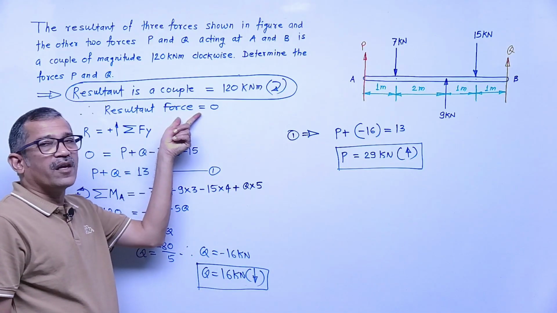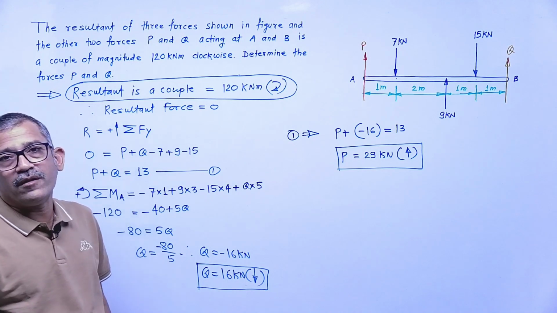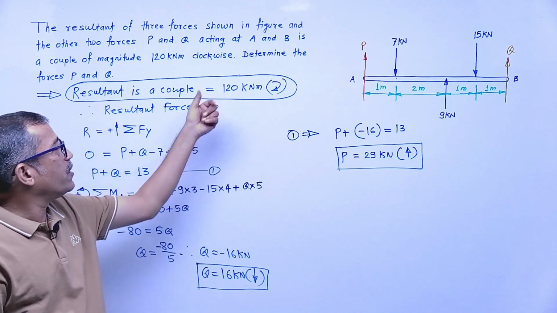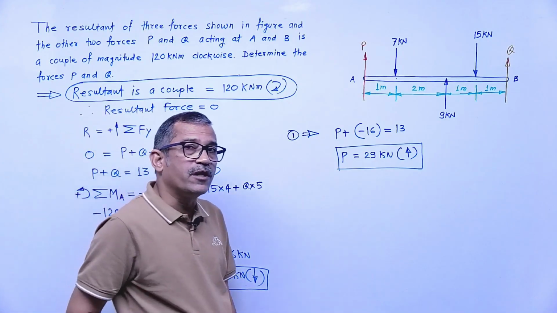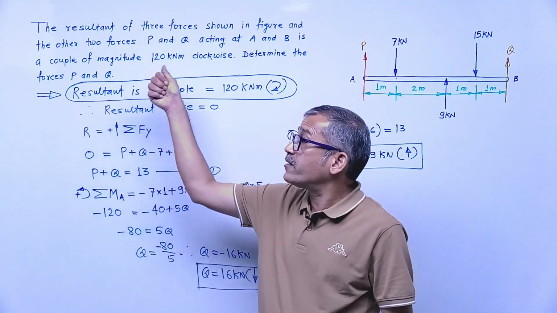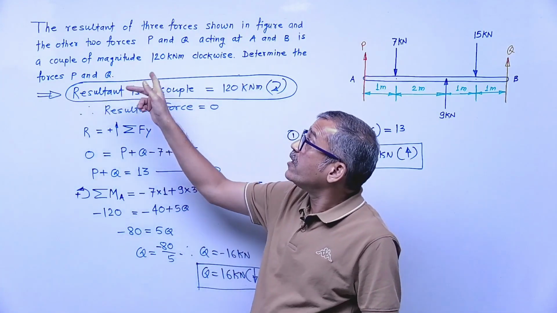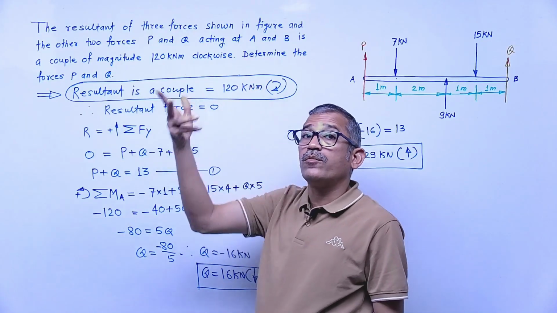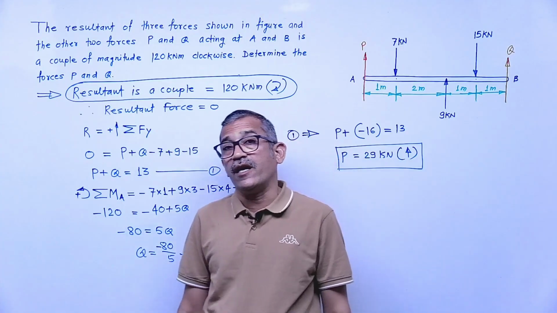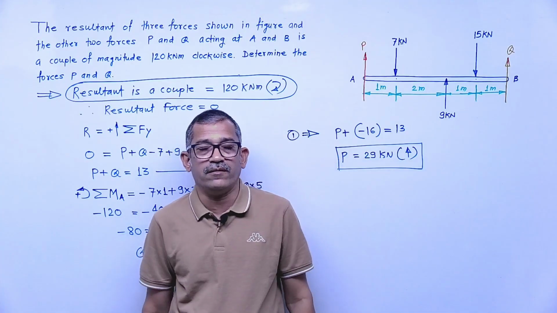So that the resultant force will get as 0, and resultant couple moment is 120 kilonewton meter clockwise. So in such questions you have to read the question carefully, right? What is the wording? The resultant of 3 forces acting on the body and other 2 forces P and Q acting at A and B. इनका resultant दिया है. Clear?